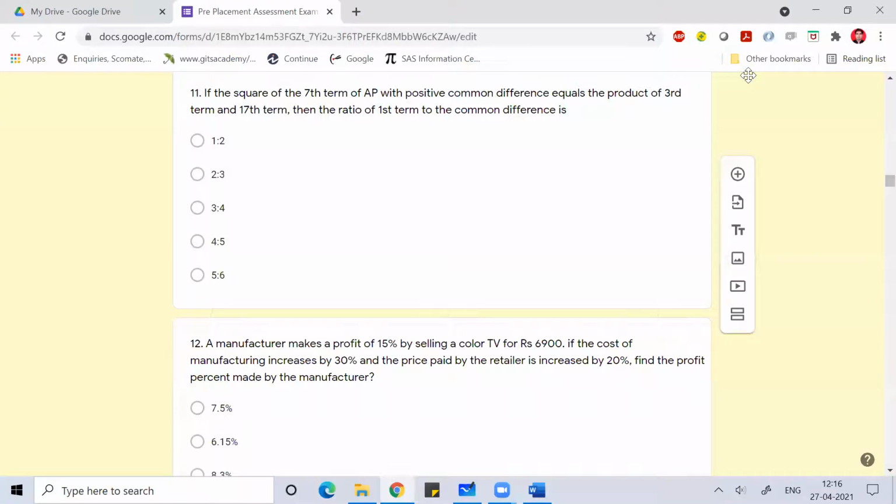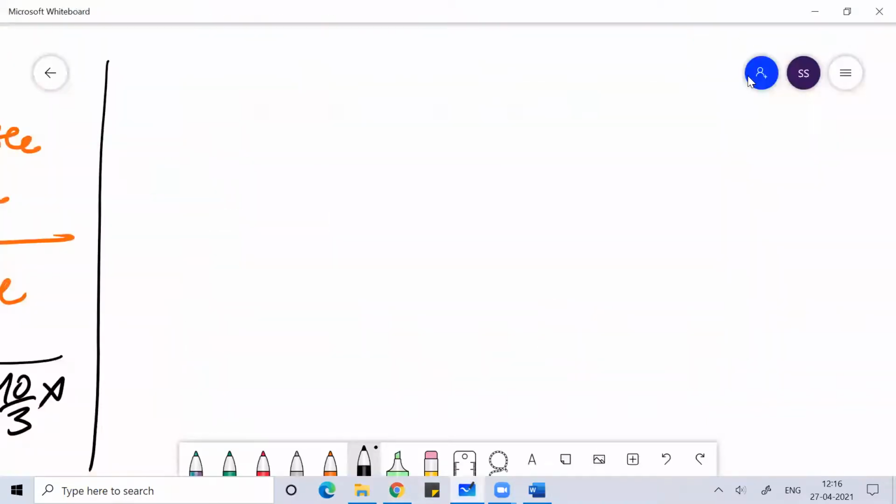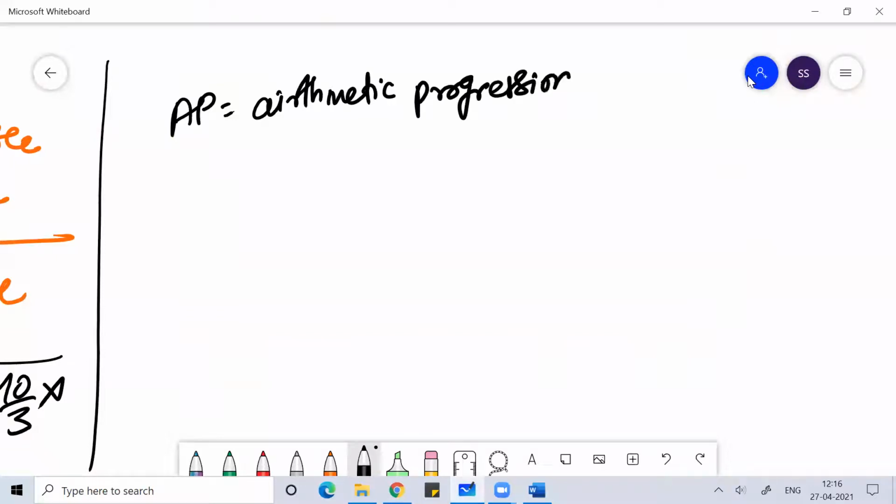Question number 11, guys. What is arithmetic progression? AP means arithmetic progression. GP means geometric progression. HP means harmonic progression. So AP means when the number increases or decreases with a common difference.